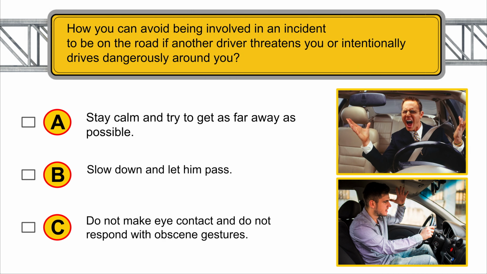How you can avoid being involved in an accident on the road if another driver threatens you or intentionally drives dangerously around you: stay calm and try to get as far away as possible. Slow down and let that person pass. Do not make eye contact or respond if any gestures happen.